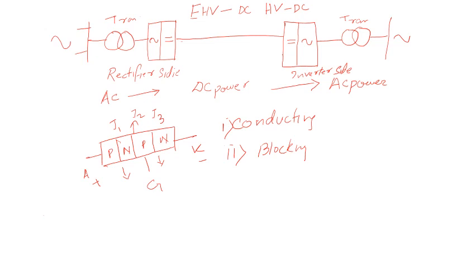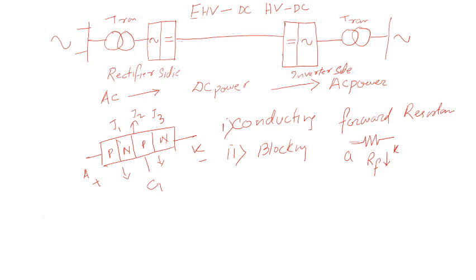So it provides the forward resistance between anode and cathode, and it is very low during your conducting region. So between your anode and cathode, the forward resistance is low when it is in conducting mode.